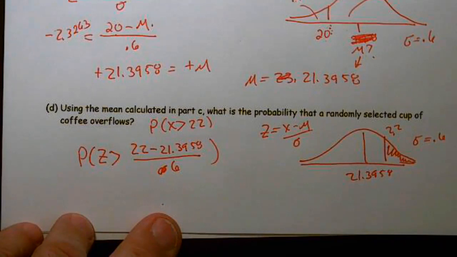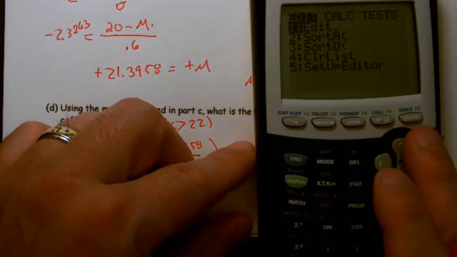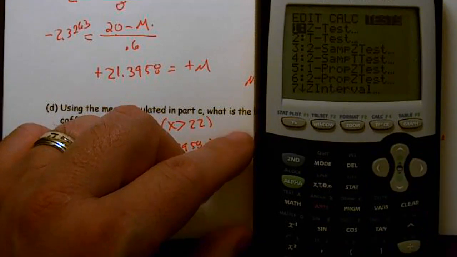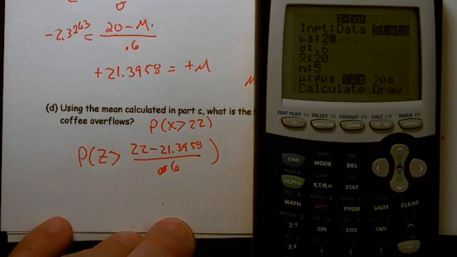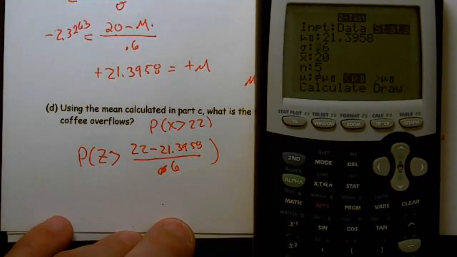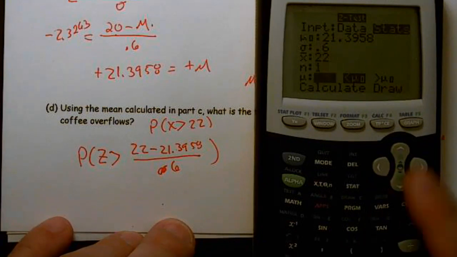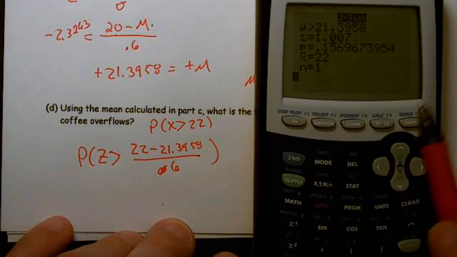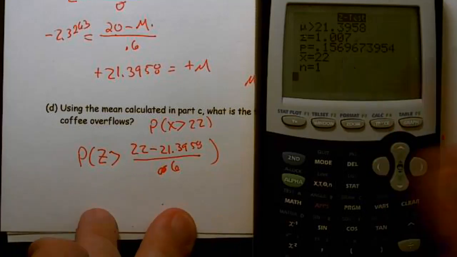So I want to know that probability. Once again, probably the best place to go would be stat, test, Z test, although you can do it with second vars, norm. My mean is 21.3958, standard deviation 0.6, X value is 22. And then we're looking for a sample of size 1. What's the probability that a cup overflows? We end up getting a little over 15%.